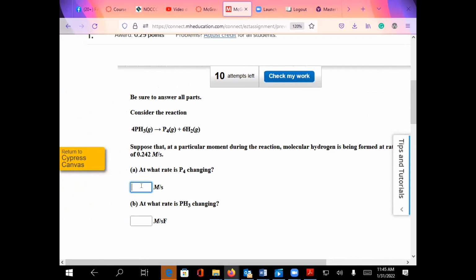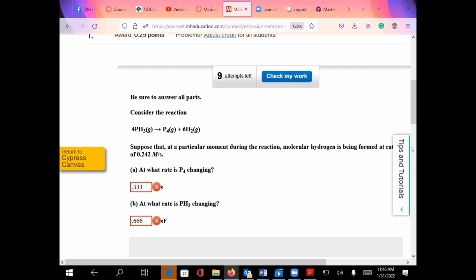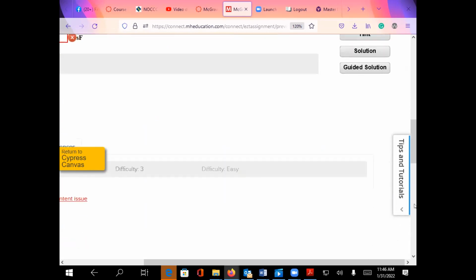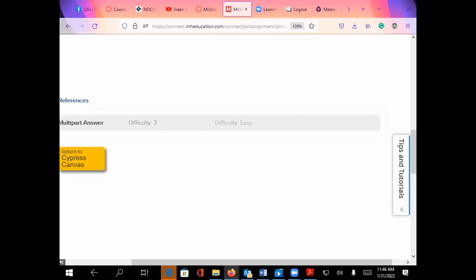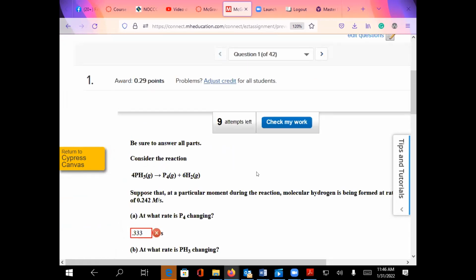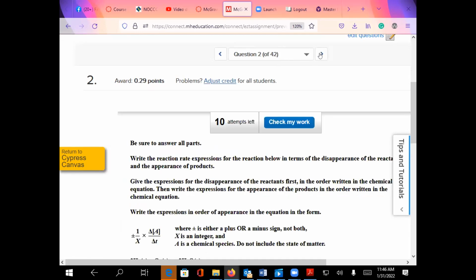This is going to be wrong because I'm just going to put numbers in. But I would look at the solution and follow it, and then check my work, which is going to be wrong because I was just putting in random numbers. And then I can go on to the next problem. And I still have 9 attempts. So look, 10 attempts again. So it's going to take a while, but you're going to learn.